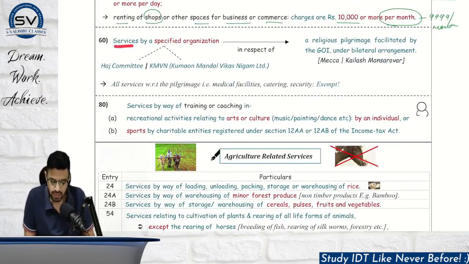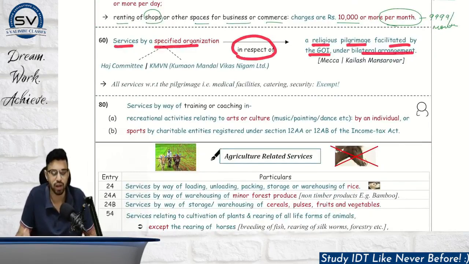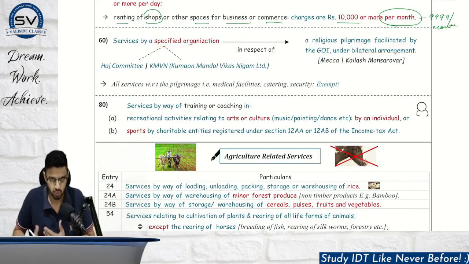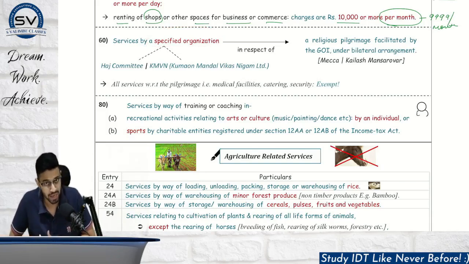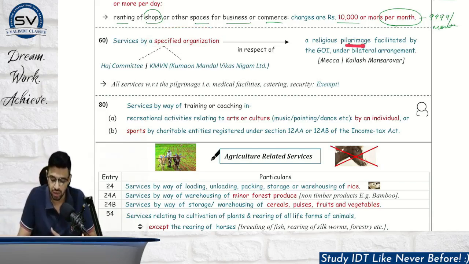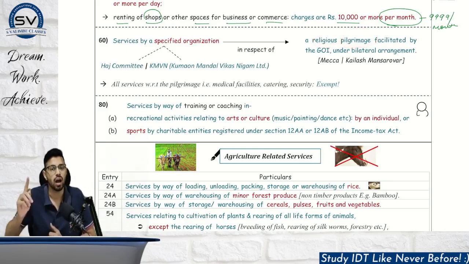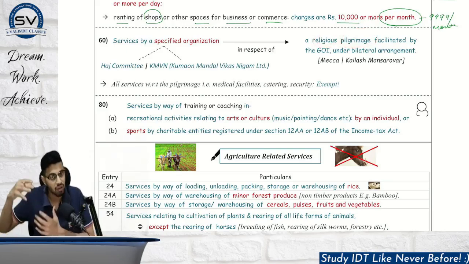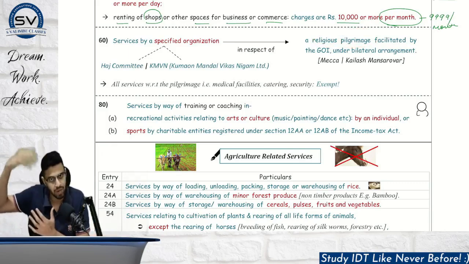Next, services by a specified organization with respect to religious pilgrimage facilitated by the Government of India under bilateral agreements. These two you must have heard. One is your Mecca journey, and one is your Kailash Mansarovar pilgrimage journey. Now 2 points to be focused on. Which are the organizations covered here? These are 2 organizations which organize these kinds of pilgrimages and religious journeys, and they are facilitated by our Government of India under a bilateral agreement with that country.